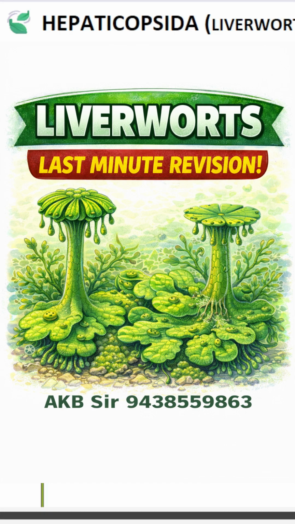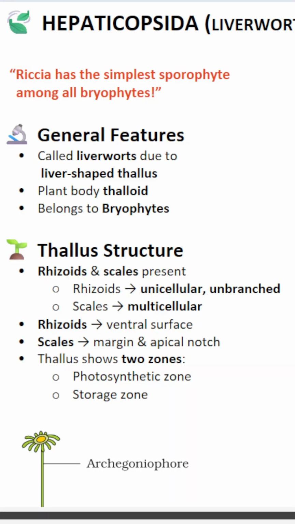Okay, let's start our next video that is about Bryophyta. So we are now dealing with the Bryophyta, that is the liverworts, or Hepaticopsida. Normally in liverworts we find Riccia, which is regarded as the simplest sporophytic plant among all Bryophytes. So Riccia is the simplest Bryophyte. Got it? Now let's move into the general characters of liverworts.